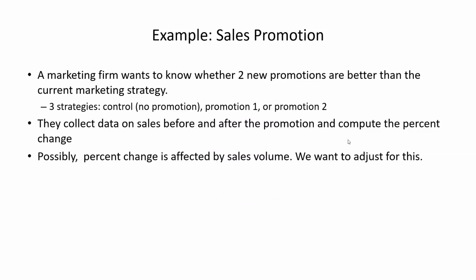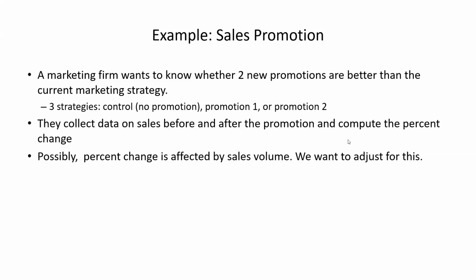We will now turn to an example where there is a categorical variable with more than two categories. A marketing firm wants to know whether two new promotions are better than the current marketing strategy. There are three strategies in total: the current one, which we call the control, no promotion, promotion 1, or promotion 2. The marketing company collects data on sales before and after the promotion, and they compute the percentage change.